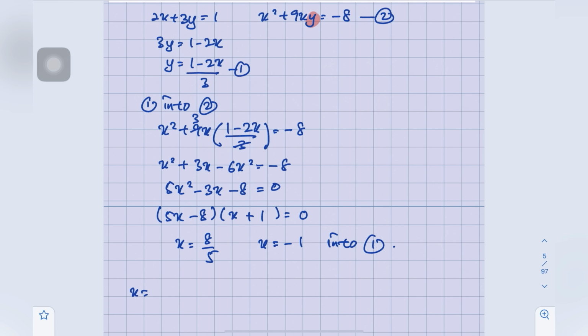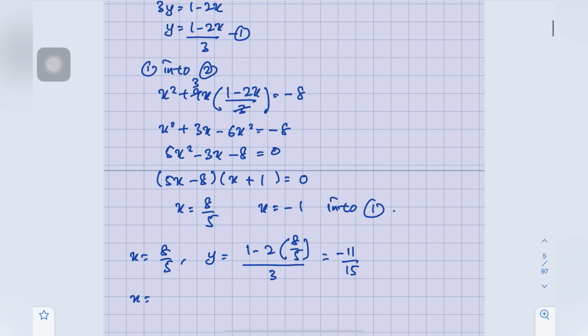Okay, when x equals 8 over 5, y equals (1 minus 2x), where x is 8 over 5, divided by 3. So y equals negative 11 over 15. Then for the other one, when x equals negative 1, substitute. So (1 minus 2 times negative 1) over 3. This one is 1 plus 2. Okay, 3 over 3 is 1.